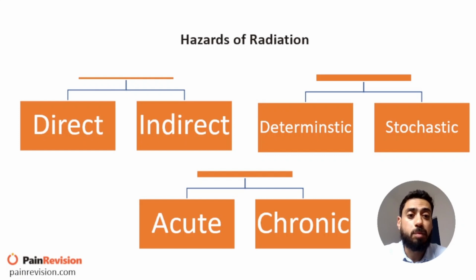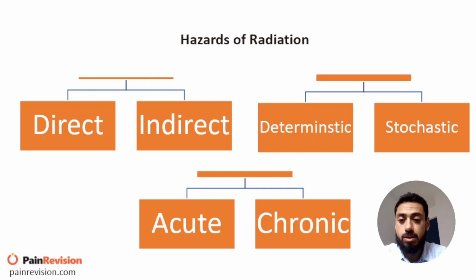Stochastic relates to the probability of getting the injury, but it doesn't relate to the severity. So if you increase the dose of radiation, you are more likely to get the injury, but it doesn't affect how severe the injury is. And a good example of that is the cancer risk. So if you get a chest X-ray, your lifetime risk of getting cancer is 1 in a million. If you get a CT of your abdomen and pelvis, your lifetime risk of getting a cancer increases to 1 in 2,500. But that has nothing to do with the severity of the cancer itself, because all you need is one cell to become neoplastic to get a cancer.